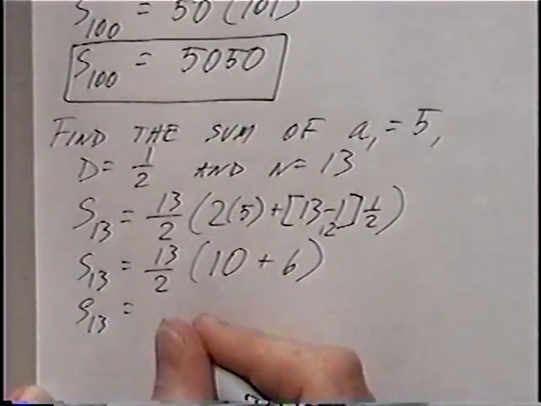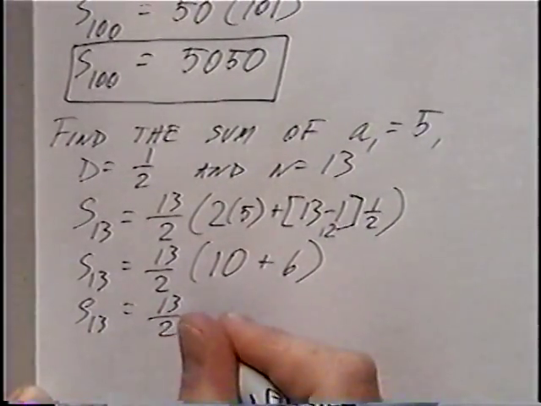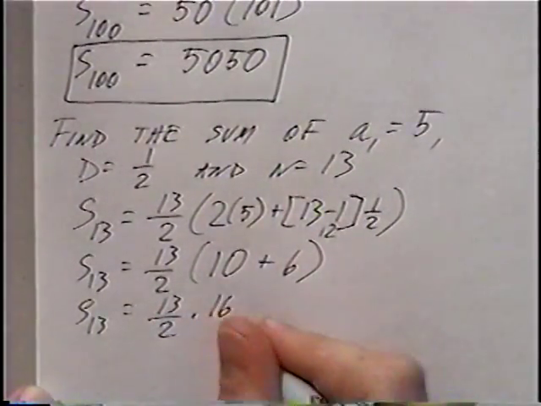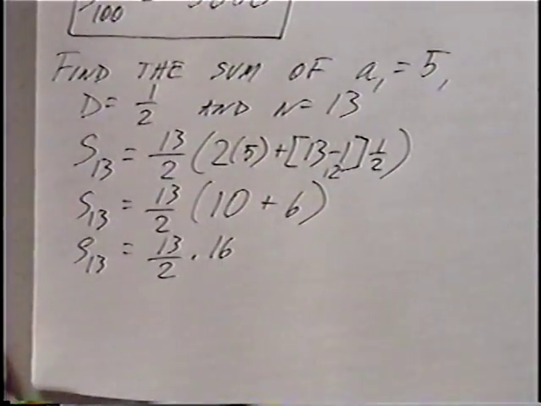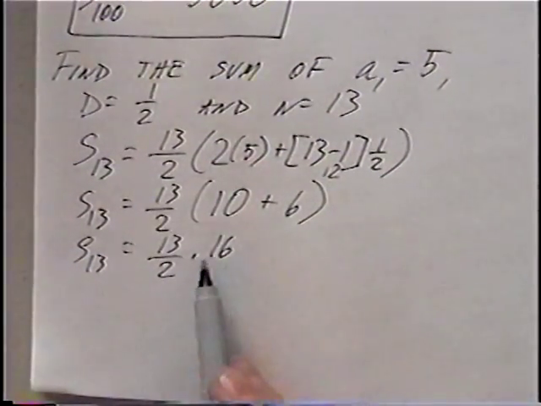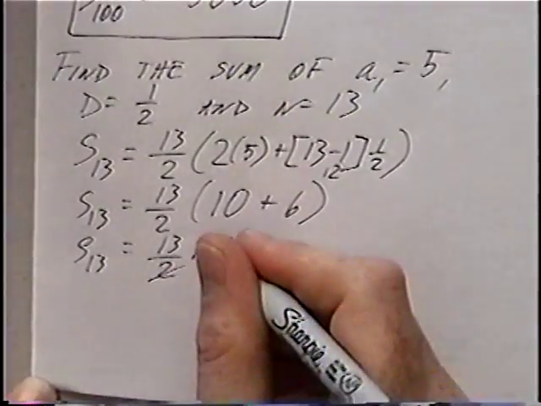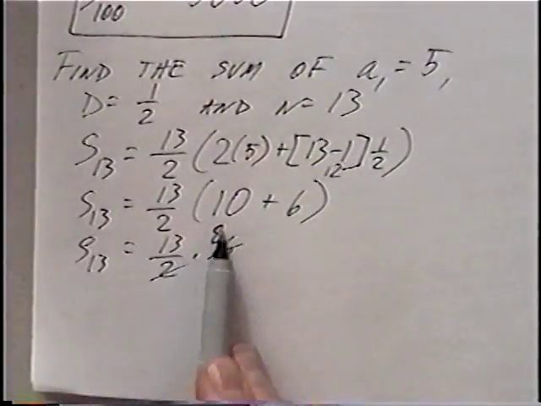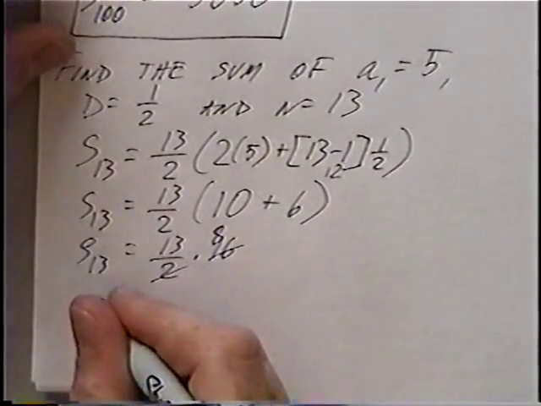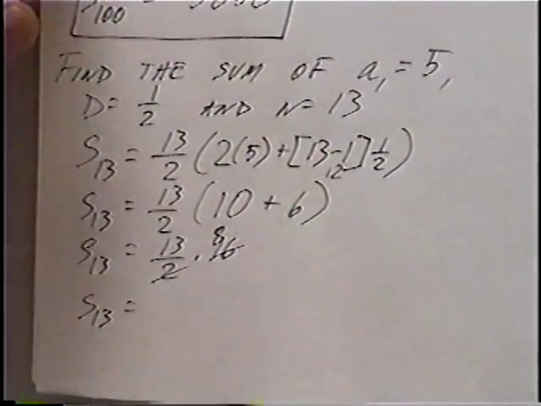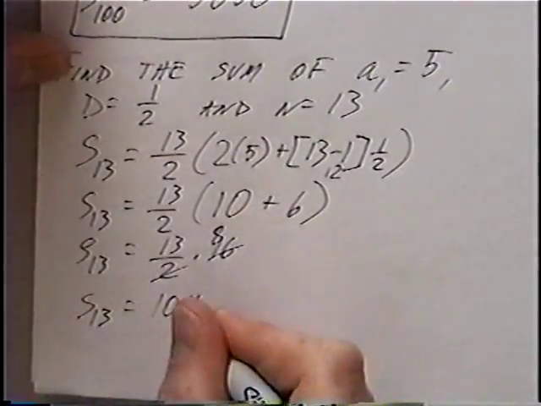Solving again, we'd have 13 over 2 multiplying by 16. We can cross cancel or divide. 16 divided by 2 would be 8, and our final answer would be 13 times 8, which would be 104.